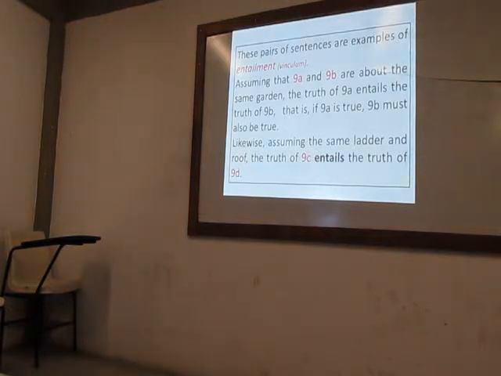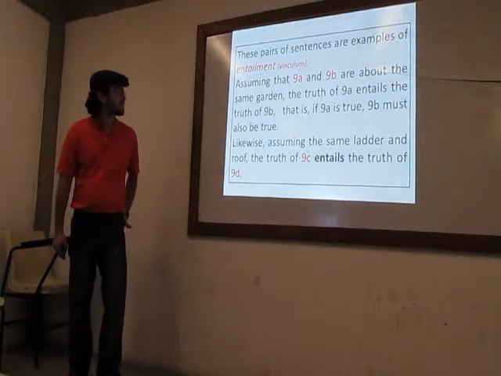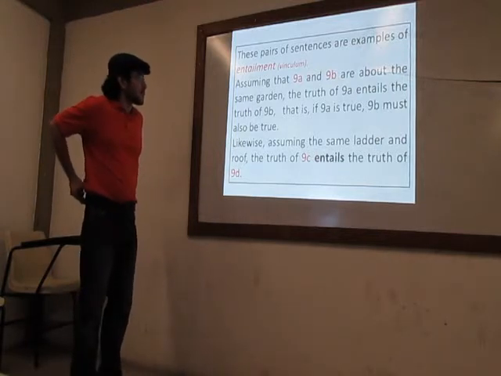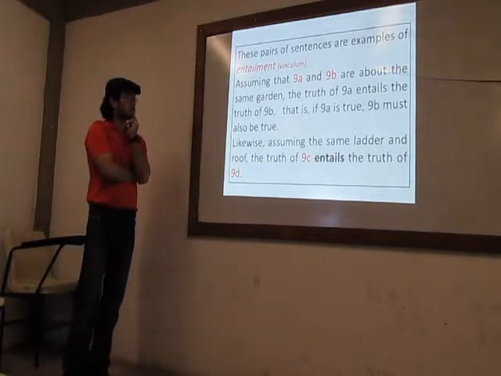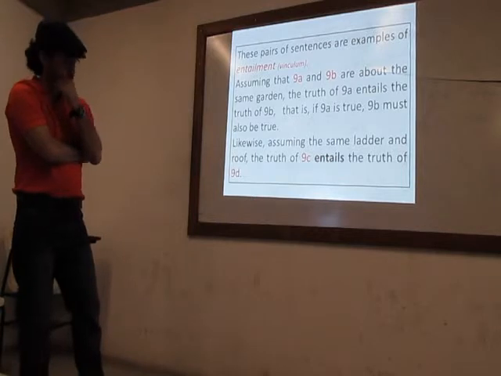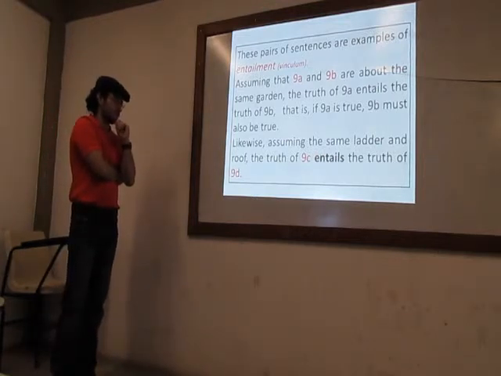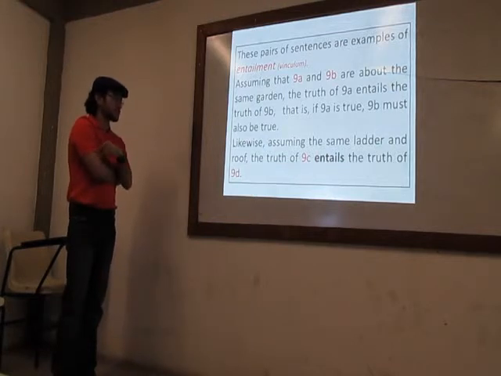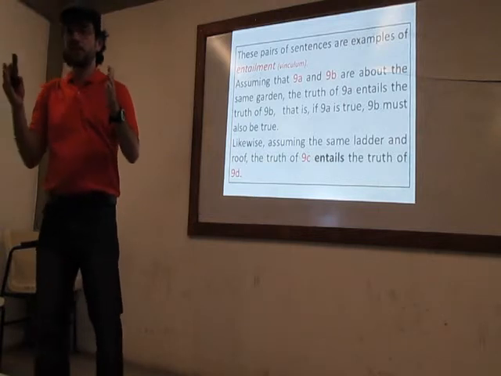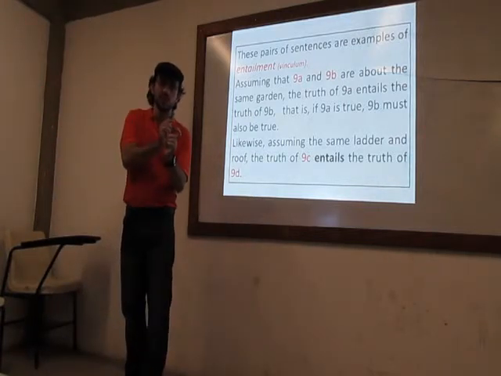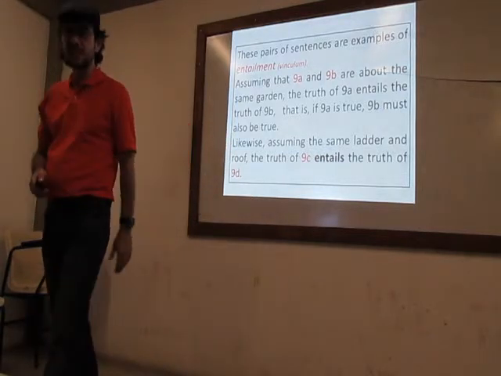Okay, no problem. These pairs of sentences are examples of entailment. Assuming that 9A and 9B are both about the same garden, the truth of 9A entails the truth of 9B, that is, if 9A is true, 9B must also be true. Likewise, assuming the same rule, the truth of 9C entails the truth of 9D. So the concept of entailment is when we have two paraphrases, the truth of one is equal to the truth of the other. We can classify those sentences as entailment, or the relation of entails. It's a simple concept.